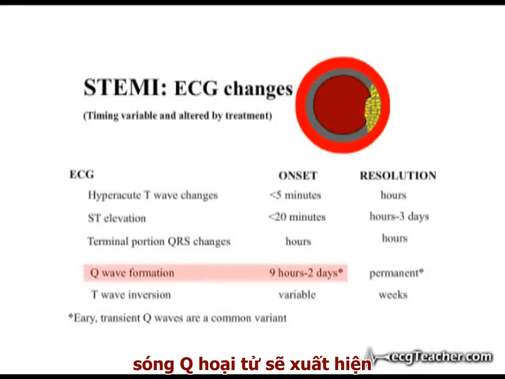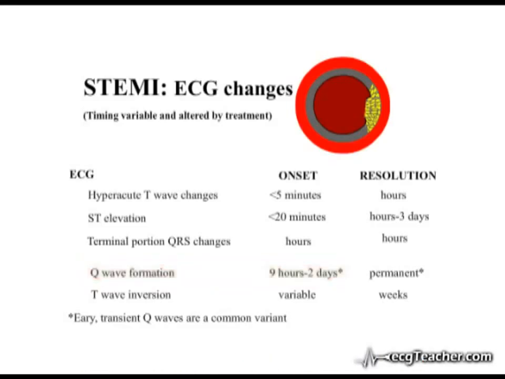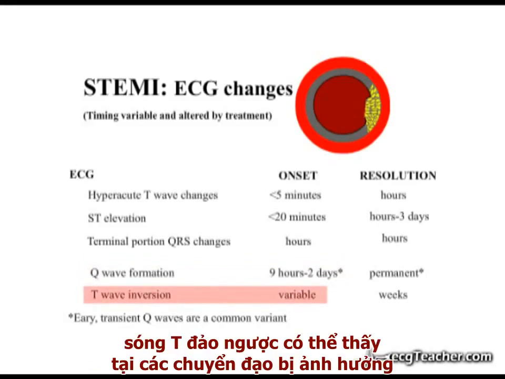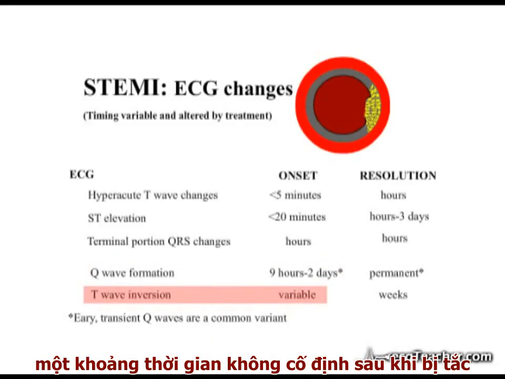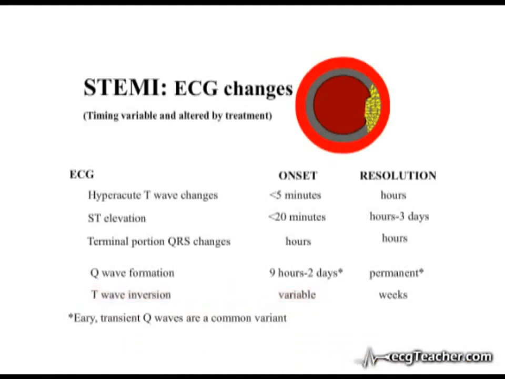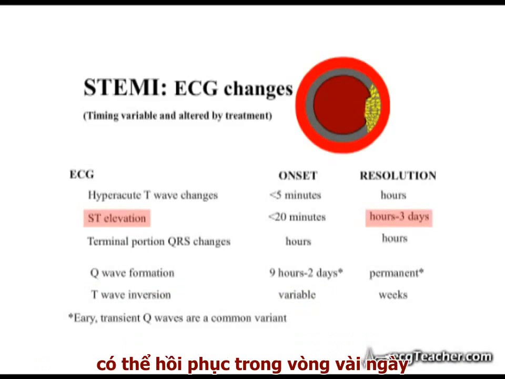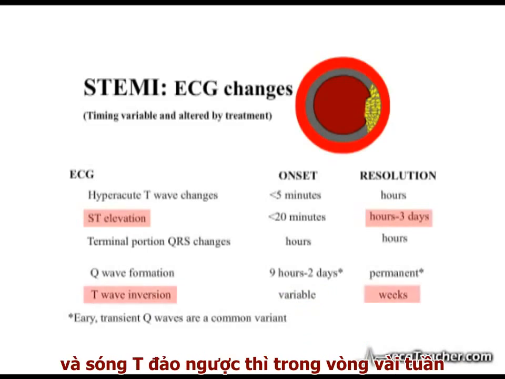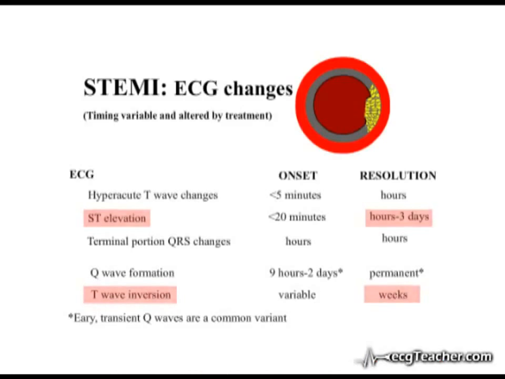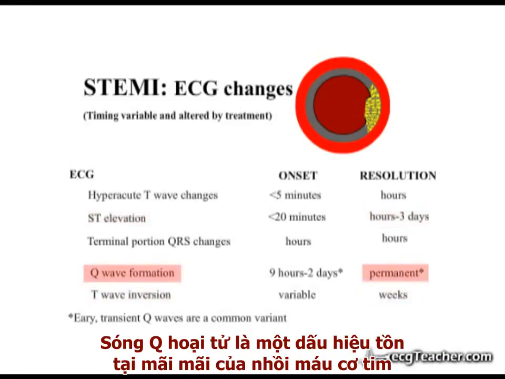The development of pathological Q waves occurs 9 to 12 hours after the onset of occlusion or in the days following infarction. T-wave inversion may be seen in the affected leads at a variable time point following occlusion. While ST segment elevation generally resolves within days and T-wave inversion within weeks following the infarction, late pathological Q waves are a permanent marker of such an MI on the patient's subsequent ECGs.